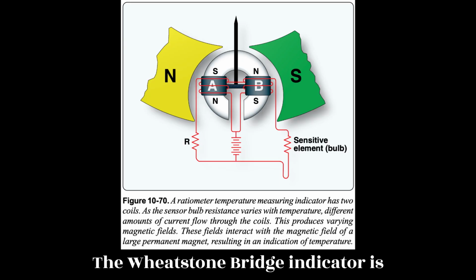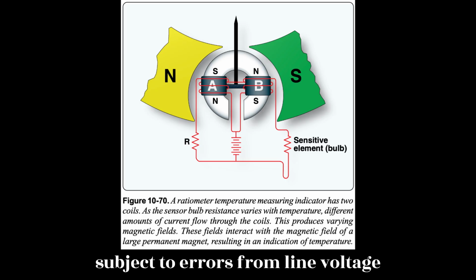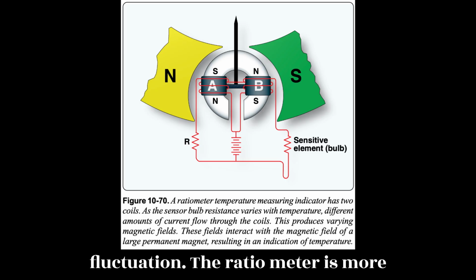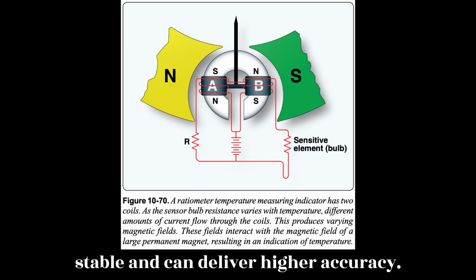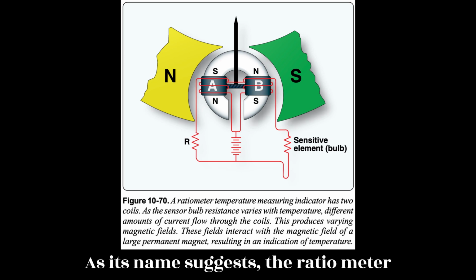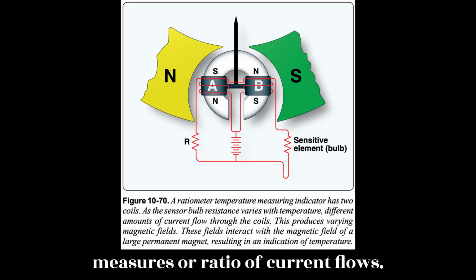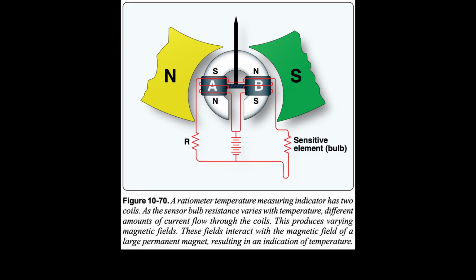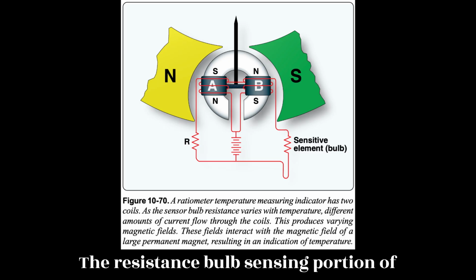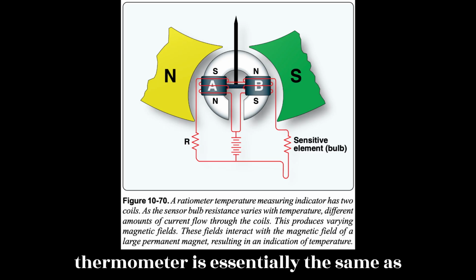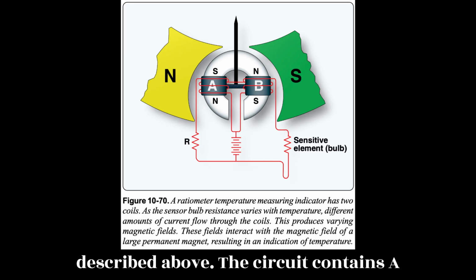The Wheatstone bridge indicator is subject to errors from line voltage fluctuation. The ratiometer is more stable and can deliver higher accuracy. As its name suggests, the ratiometer electrical resistance thermometer measures a ratio of current flows. The resistance bulb sensing portion of the ratiometer electric resistance thermometer is essentially the same as described above.